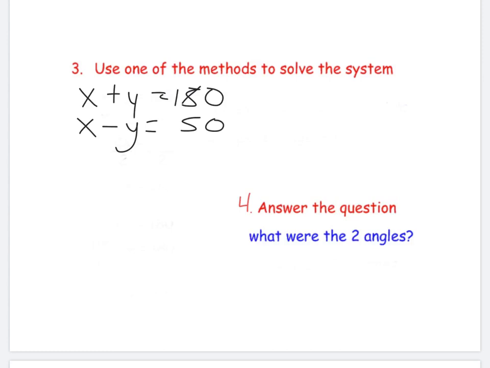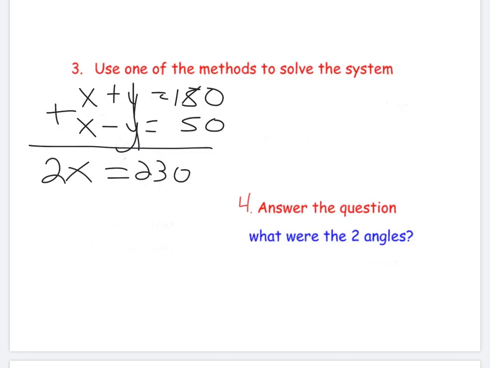Since I already have them lined up, and they're already opposites, I can take both equations and add them together. So x plus x is 2x. The y's are opposites, so they cancel each other out. Then I have my equal sign, and 180 plus 50 gives me 230. To solve for x, I divide both sides by 2. The 2's cancel out. I'm left with x. And then half of 230 is 115.